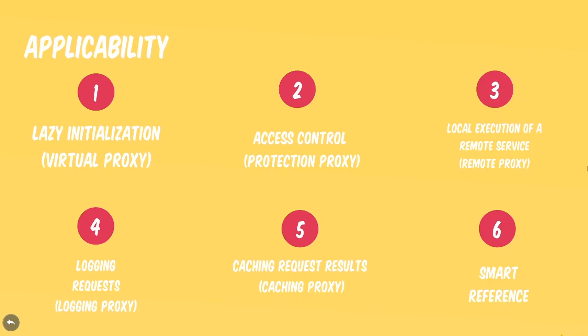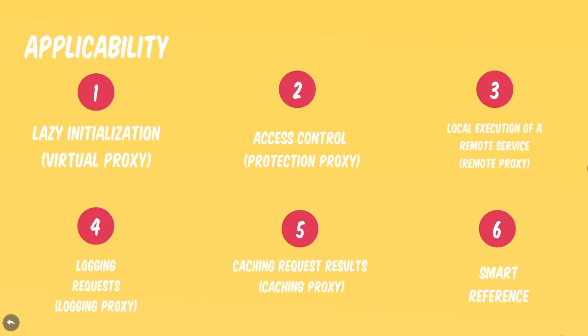Local execution of a remote service or remote proxy. This is when the service object is located on a remote server. In this case, the proxy passes the client request over the network, handling all of the nasty details of working with the network. Logging requests or logging proxy. This is when you want to keep a history of requests to the service object. The proxy can log each request before passing it to the service.